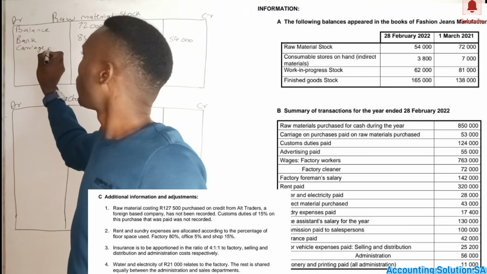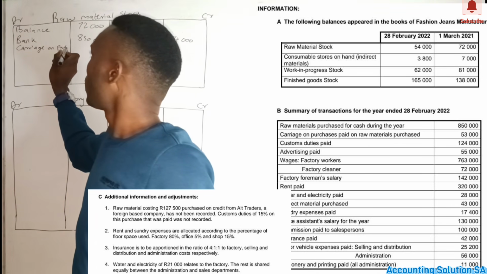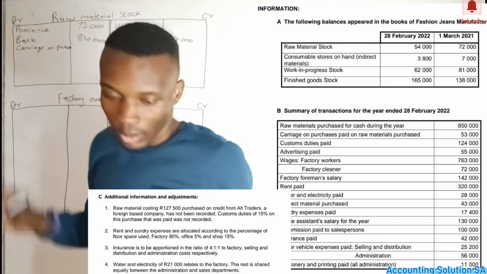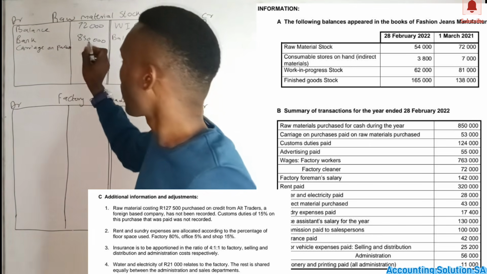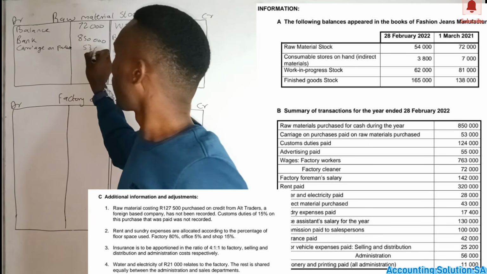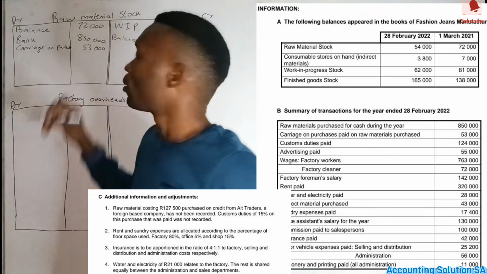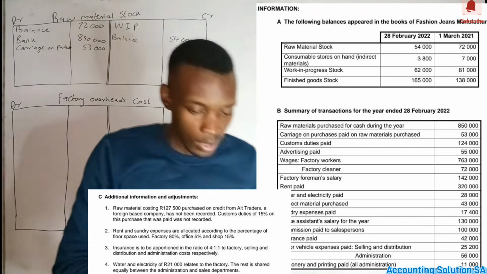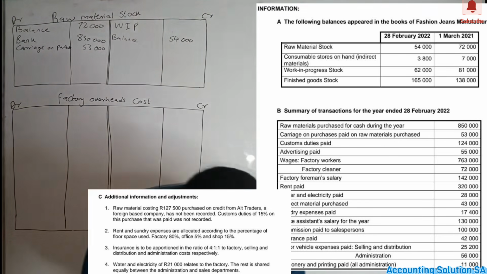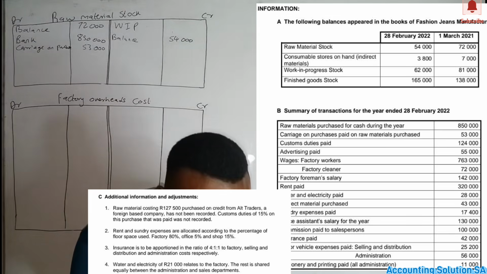Carriage on purchase, the amount is 53,000. Simple as that. Okay, then we have customer duty paid of 124,000.